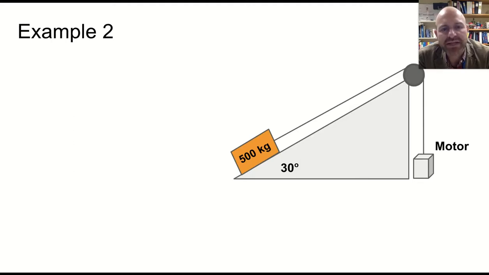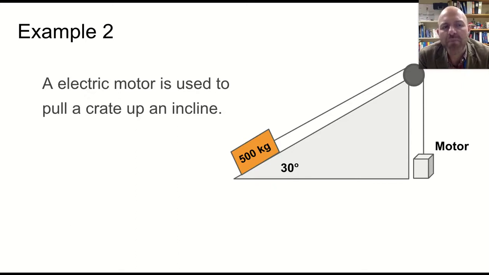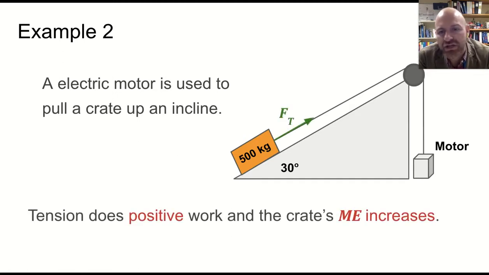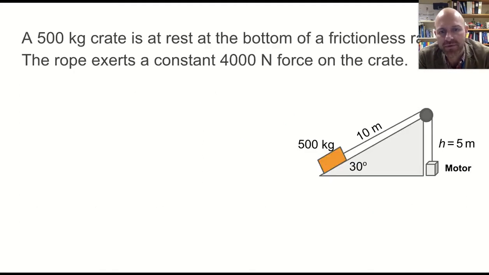We can also look at lifting something up using a motor. Right? Now, we'll talk a little bit more about motors when we talk about power and when we talk about electricity and electromagnetism. But the basic idea is that the motor can do work on a system. Obviously, that crate will not go up the ramp on its own. The tension does positive work to pull the crate up the ramp, and this increases the mechanical energy. The gain in mechanical energy comes ultimately from the electrical energy that is converted to motion in the motor. That's not something we need to worry ourselves a ton about right now, but that is where it comes from.